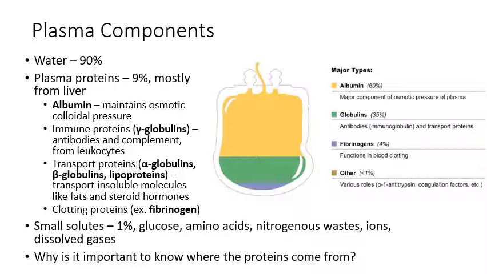In addition to those proteins, you have small solutes in the plasma. Only about 1% of the plasma is small solutes. Those would be things like glucose, amino acids, other nutrients that are small and can dissolve in the blood, like gases, ions, and finally waste products. That would be the small solutes.